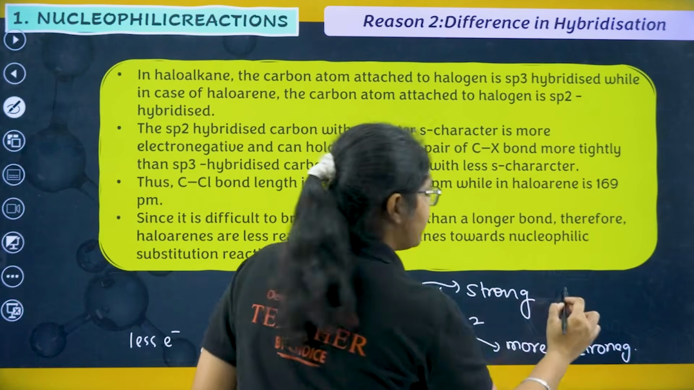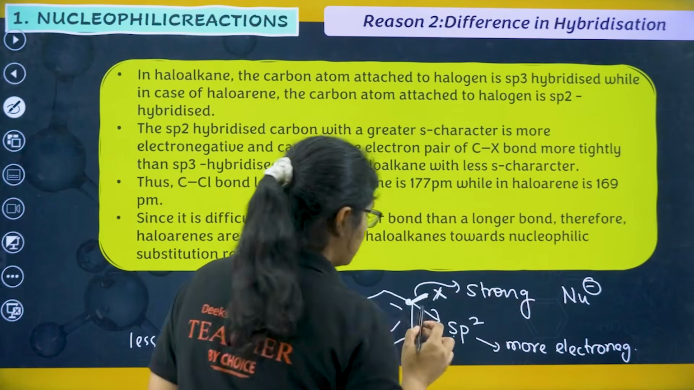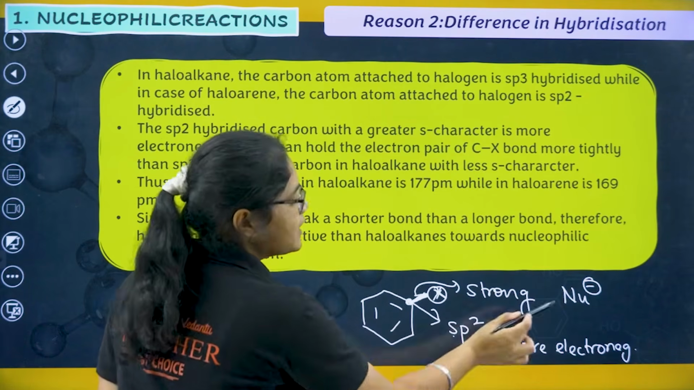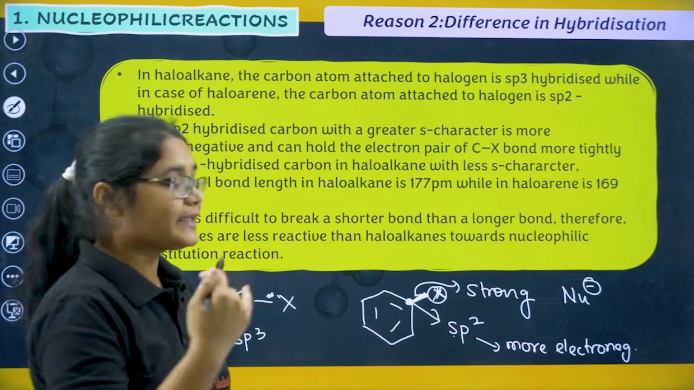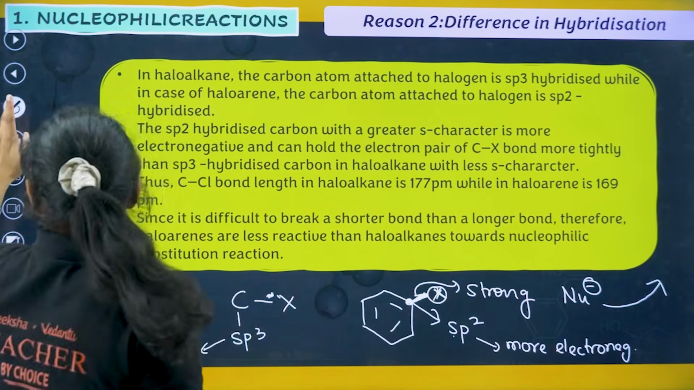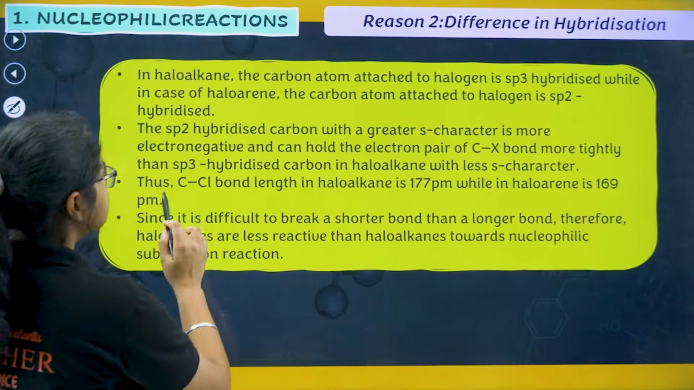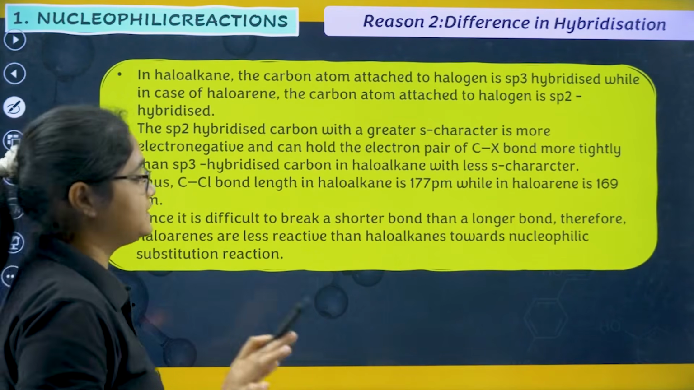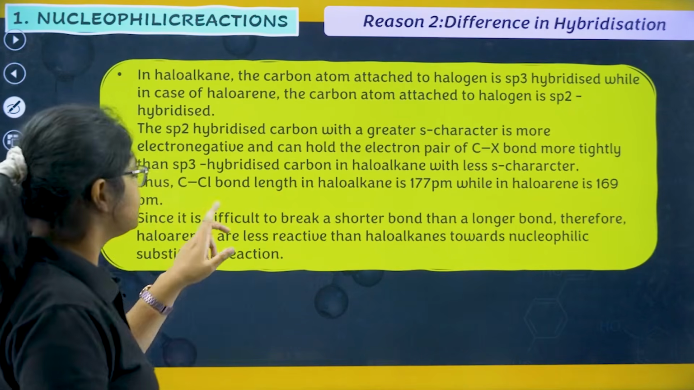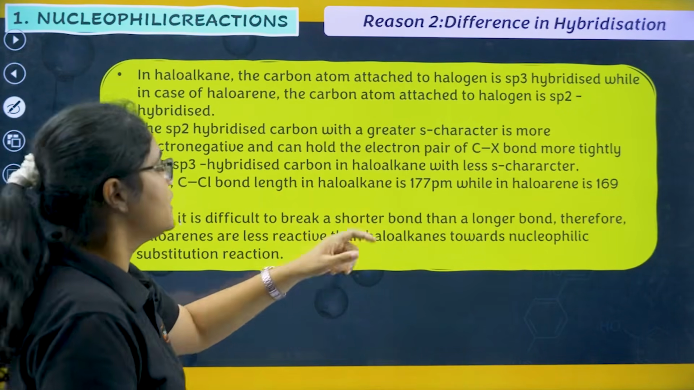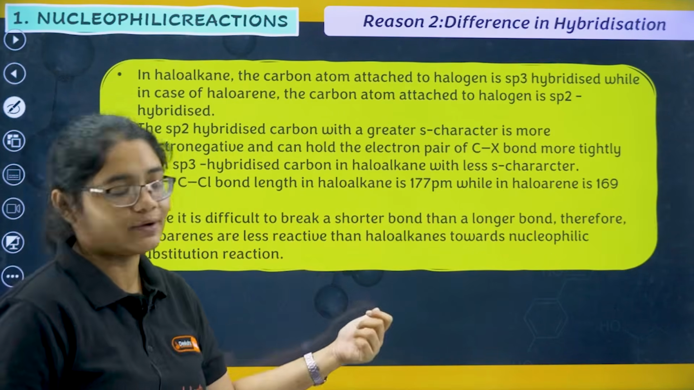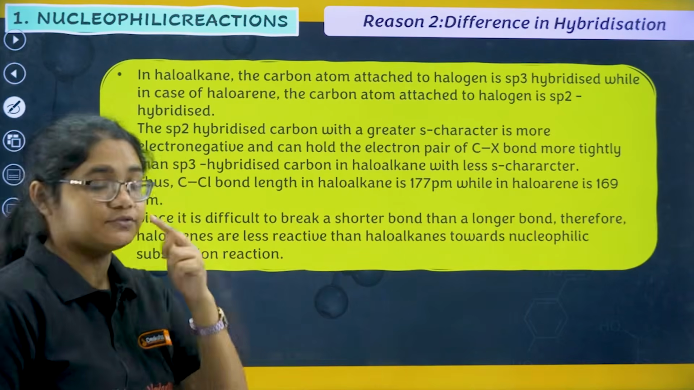So when the nucleophile comes here, it finds that X is also fighting for the electrons, this carbon is also fighting, this bond is very strong, I cannot break it, and the Nu goes away. The C-Cl bond length in haloalkane is 177 pm, while in haloarene it is 169 pm. Since it is difficult to break a shorter bond than a longer bond, haloarenes are less reactive than haloalkanes towards nucleophilic substitution reaction.